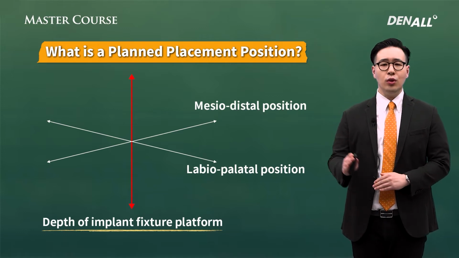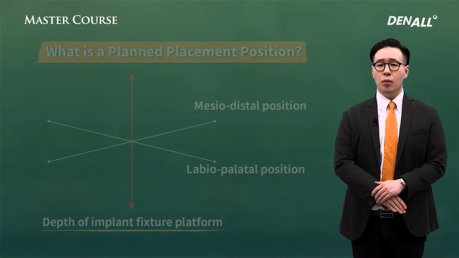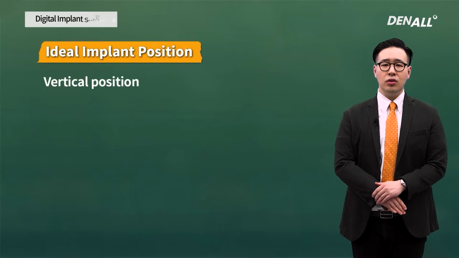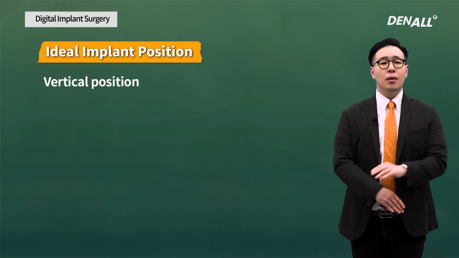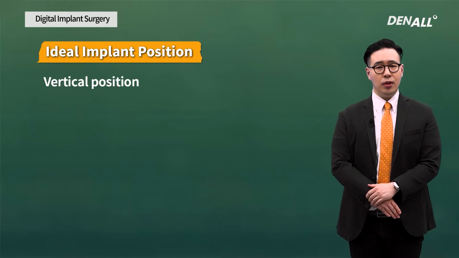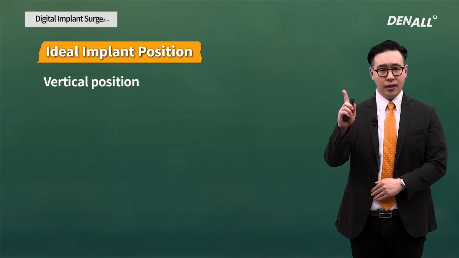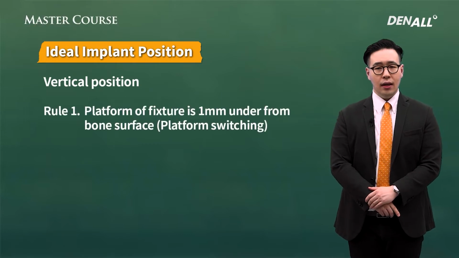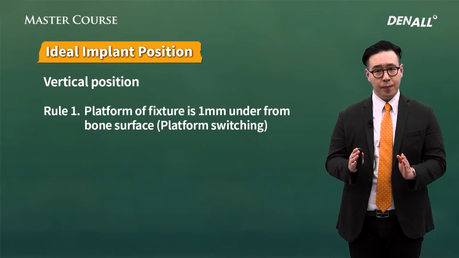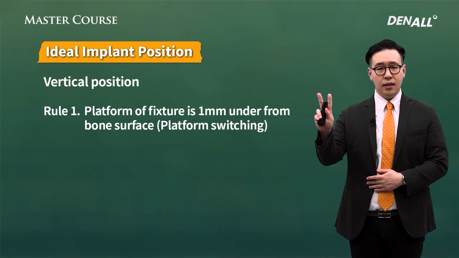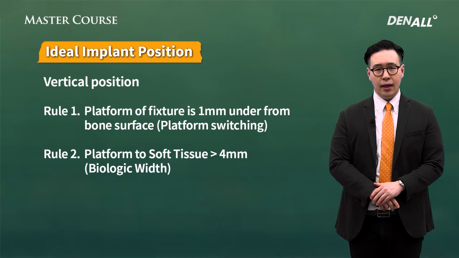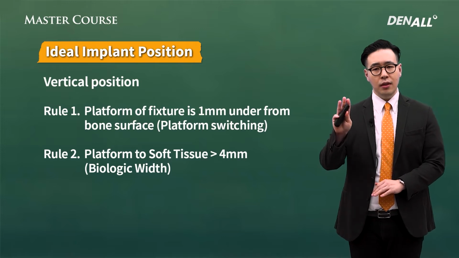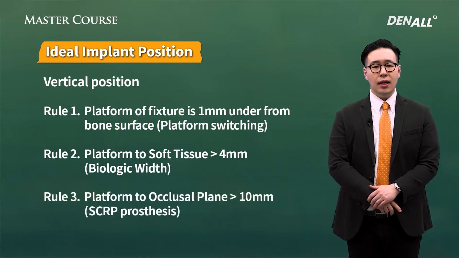Biologically, it is called biologic width. In general, the vertical position of an implant should satisfy 3 rules. First, to put it simply, is the platform of the fixture and its relation to the bone surface. Rule 2 is the relation of the platform and the soft tissue. Rule 3, the relation of the platform and the occlusal plane.